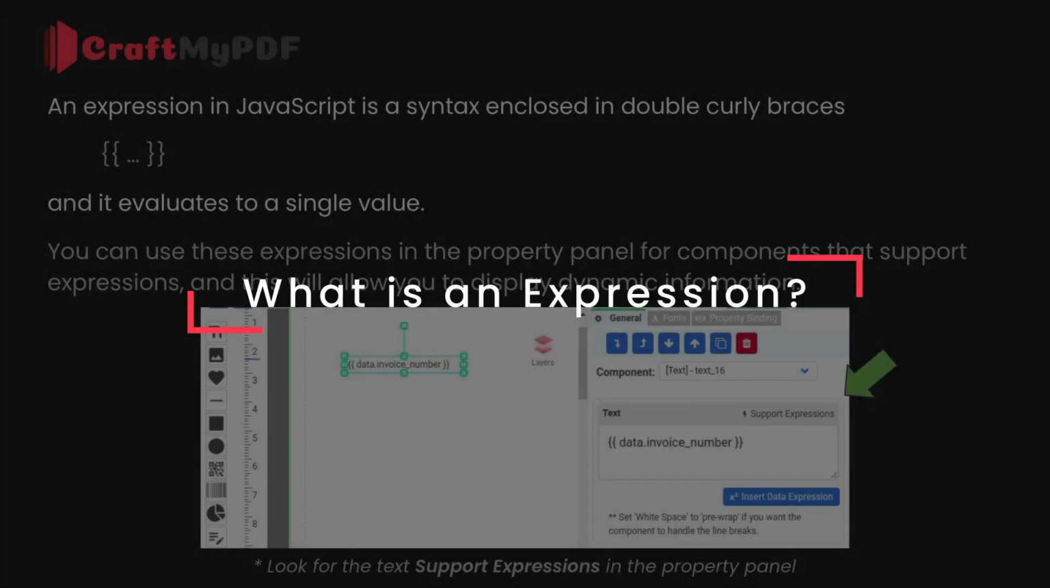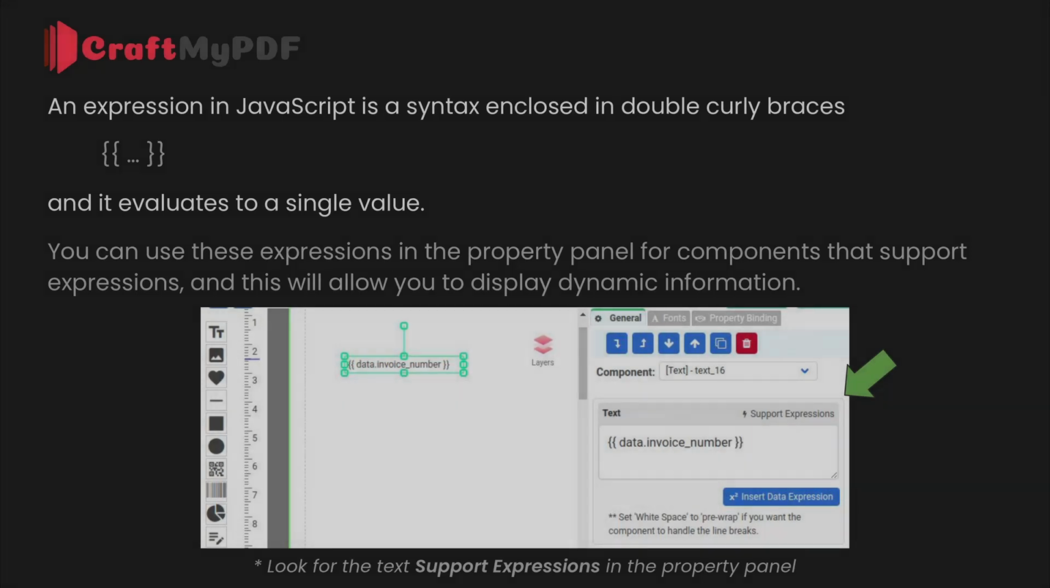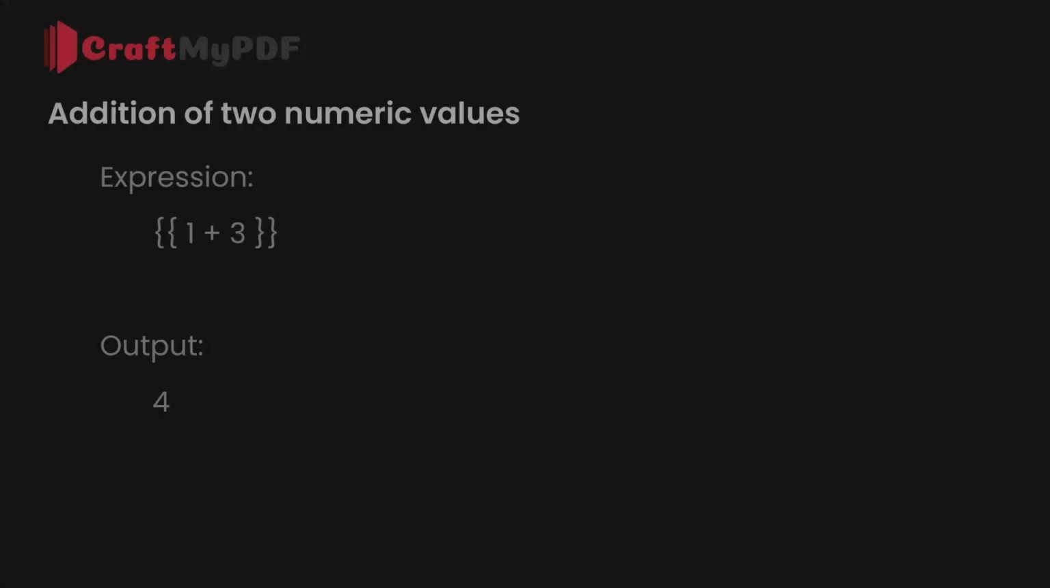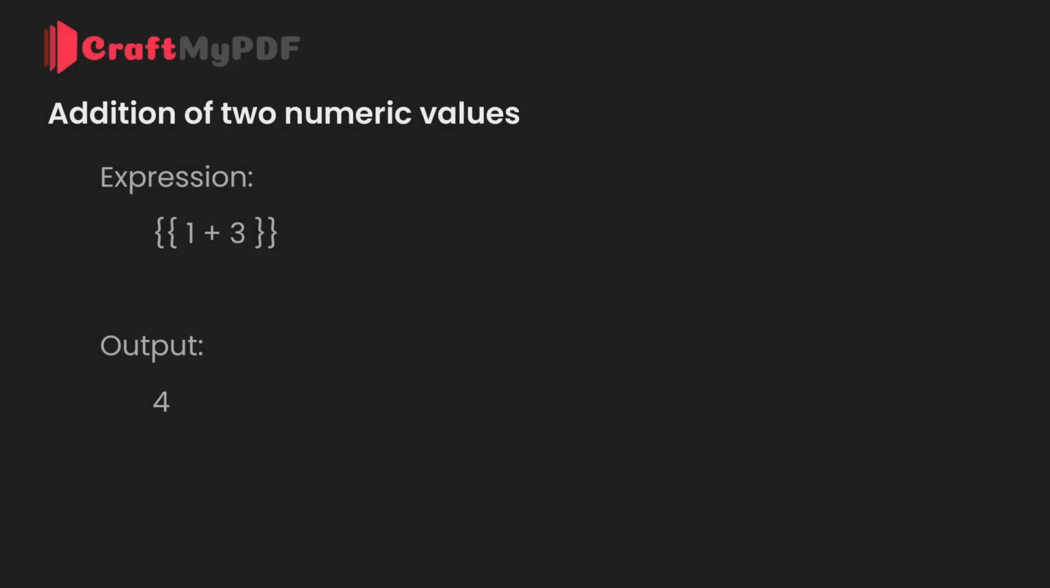Moving on, let's delve into expressions. An expression in JavaScript is a syntax enclosed in double curly braces, and it evaluates to a single value. You can use these expressions in the property panel for components that support expressions, and this will allow you to display dynamic information. To illustrate, here's a simple expression that performs the addition of two numeric values.